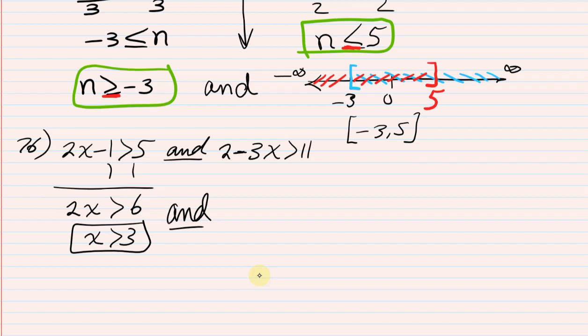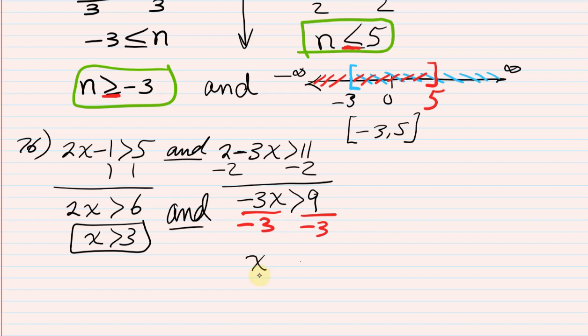Let's isolate x. So to isolate x, I'm going to subtract 2 from both sides. That makes it negative 3x is greater than 9. And then I'm going to divide by negative 3. When we divide by negative 3, the left is going to be x, the right is going to be negative 3. 9 divided by negative 3 is negative 3. Now, remember, anytime we divide or multiply by a negative, we have to change the direction of the inequality. So I'm just going to reverse the direction or sense of the inequality. And now we have indeed solved both inequalities.